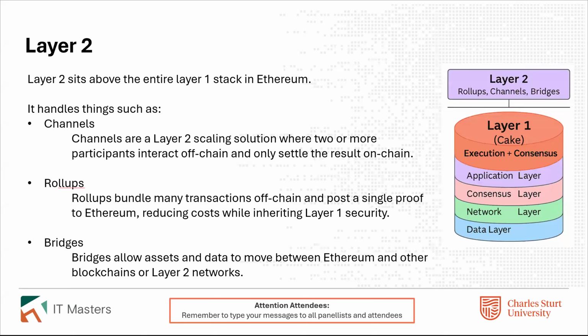Rollups, rollups bundle transactions together. This is similar to hashing a whole series of data, but in this case, it's actually rolling up a whole series of transactions, and it does that off chain and puts a single proof to Ethereum, reducing the cost.